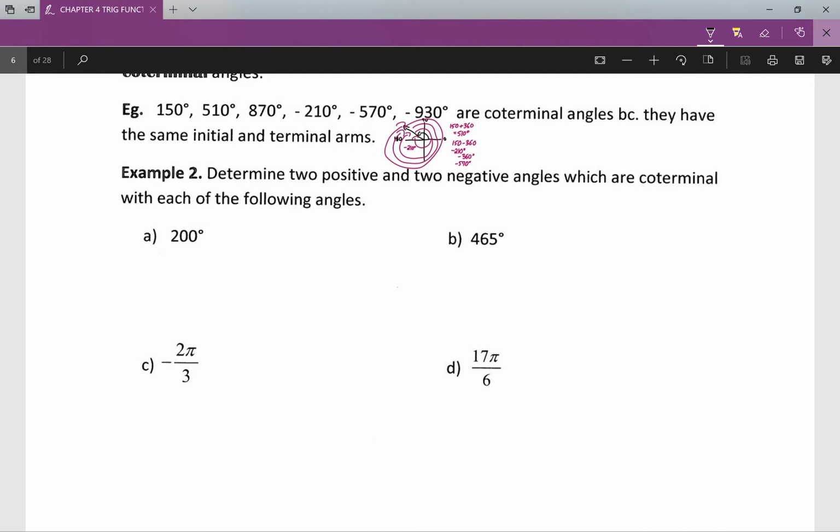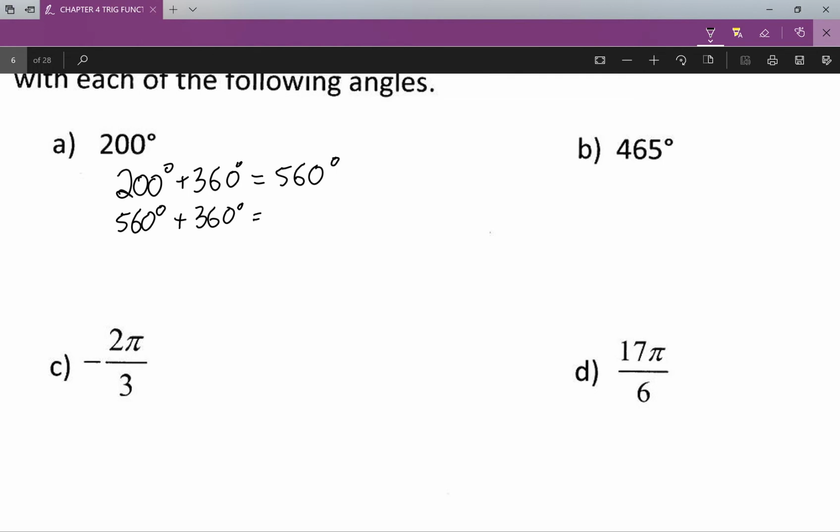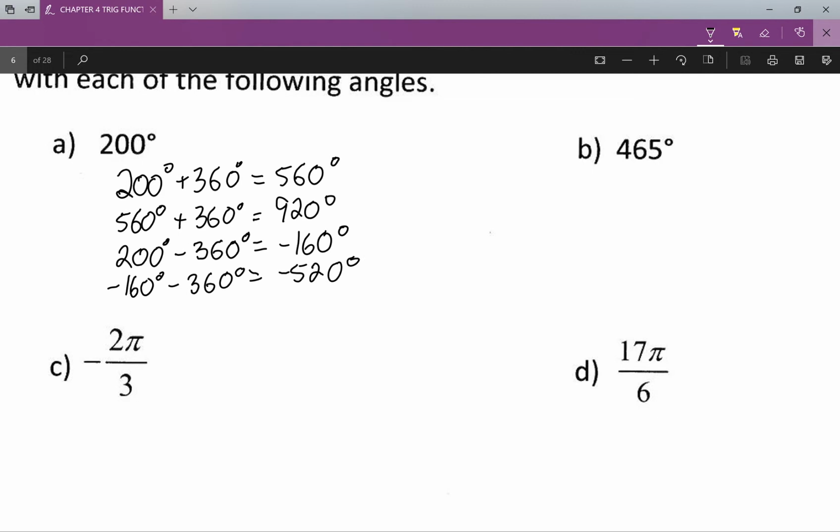Determine two positive and two negative angles which are coterminal with each of the following angles. So this is actually pretty simple. Starting off in degrees, we go 200 degrees, and then I add 360 to that, which will give me 560 degrees. I go 560 plus 360, which would equal 920 degrees. Similarly, to get the negative ones, I go 200 minus 360 degrees, and that would give me negative 160 degrees. And then I go negative 160 minus 360, and that gives me negative 520 degrees.